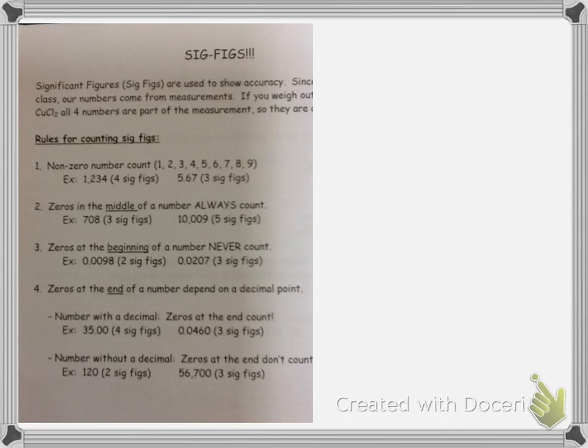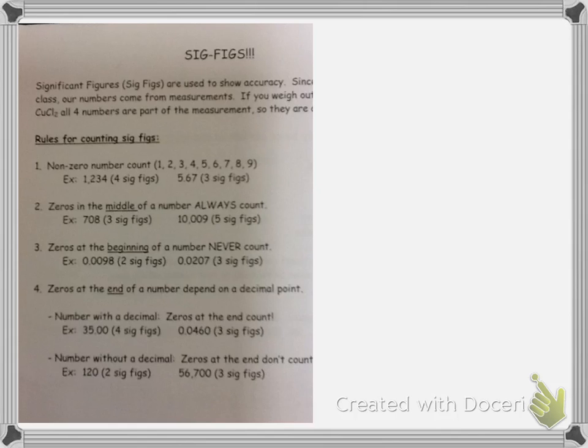Hi everyone. I'm going to take you through the rules for counting sig figs. To give you an idea of what a sig fig is, it's a number that is significant because it shows accuracy. The reason it shows accuracy, whereas other numbers don't, is because it comes from a measurement. So let me give you an idea of what I mean.